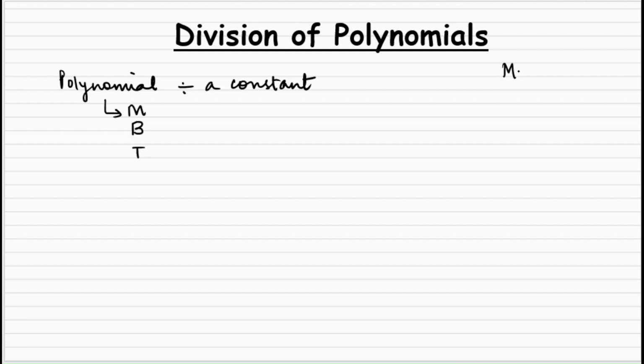Case 1 is when I'm dividing any polynomial, so we are dividing a polynomial with a constant. Now, when I'm saying polynomial, this polynomial could be a monomial, a binomial, or a trinomial. If you recall from my previous video, monomial means one term, binomial means two terms, and trinomial means three terms. So we are dividing either a monomial, a binomial, or a trinomial by a constant.